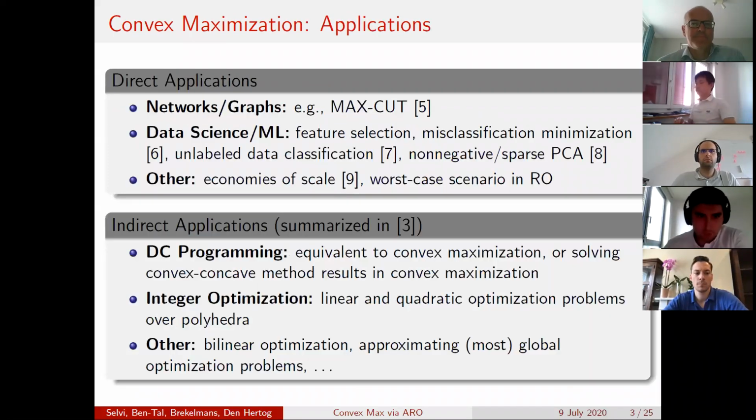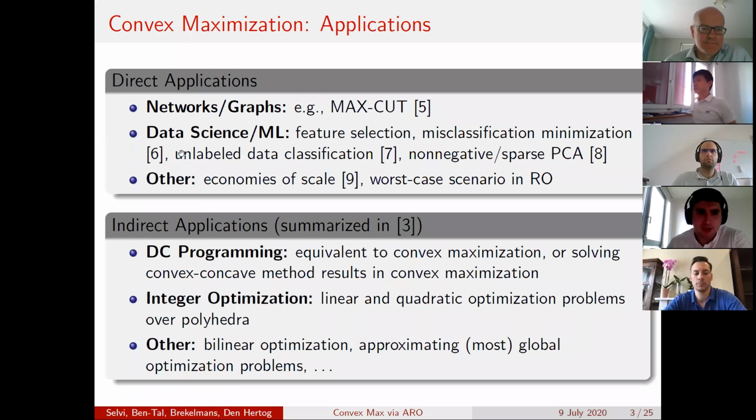Some applications of convex maximization. From graph theory, the max cut problem is an NP-hard problem where we seek the maximum weighted cut in a weighted graph. And this is equivalent to convex maximization because the cut value is a quadratic term where the data matrix is the Laplacian matrix of a graph, which is positive semi-definite. So maximizing this cut is maximizing a convex function.